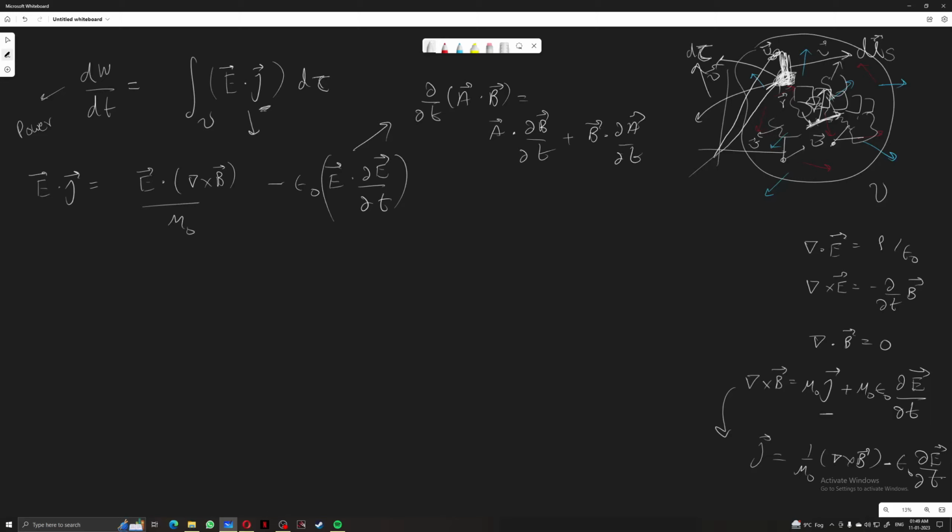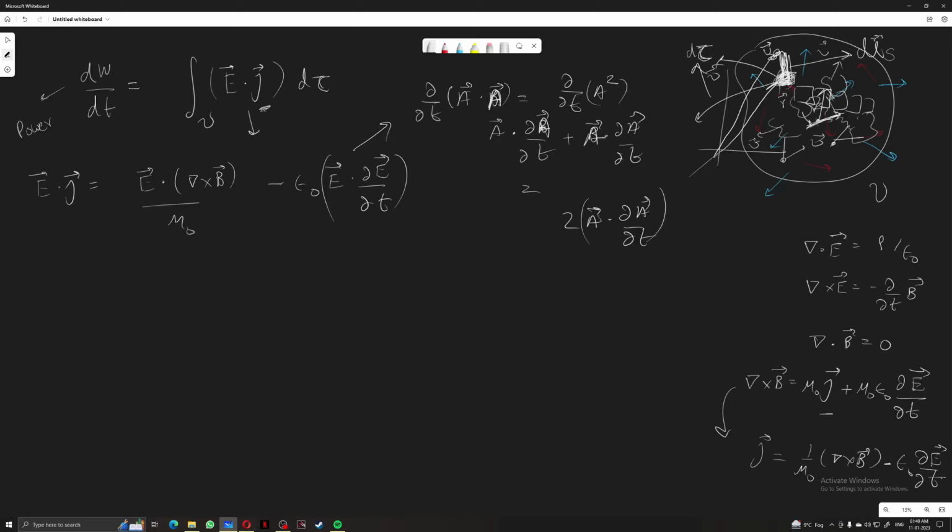Now if a and b are equal, let's say you substitute a equals b, so you have d over dt of a dot a. This will be a, this will also be a, so that would just be 2 times a dot dA over dt, and this a dot a is just the square of the magnitude of this vector, so it is just d over dt of a square.